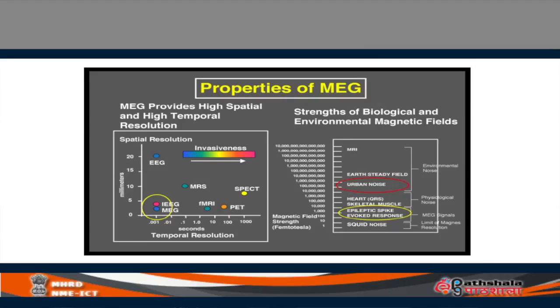So, again on the screen you have another picture giving some ideas about the various properties of MEG and comparing MEG with SPECT, MRI and PET, the various hemodynamic methods I have described to you in the last module. If you study the figure on the left side carefully, it's showing that MEG has excellent temporal resolution as well as spatial resolution compared to fMRI or PET or SPECT or MRS or EEG. Compared to any of the techniques, MEG, of course it is costly, but it has excellent temporal and spatial resolution.